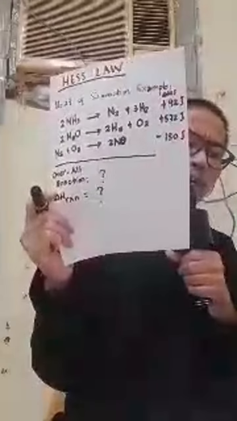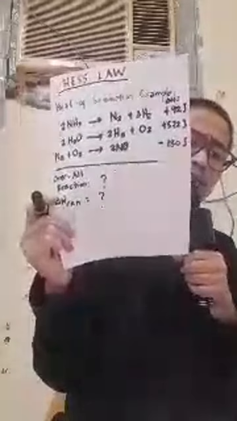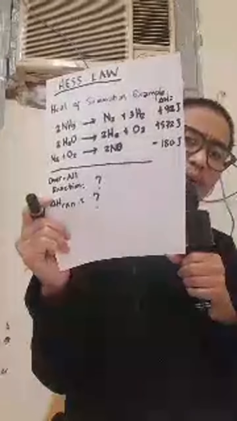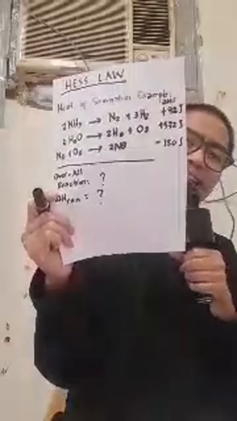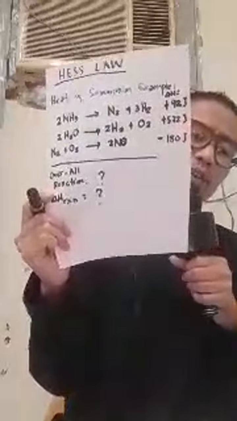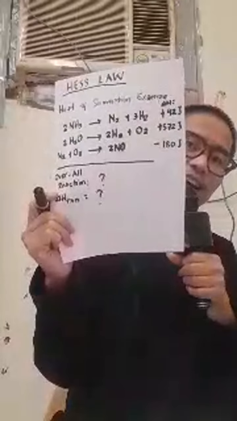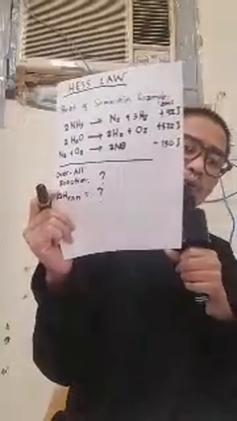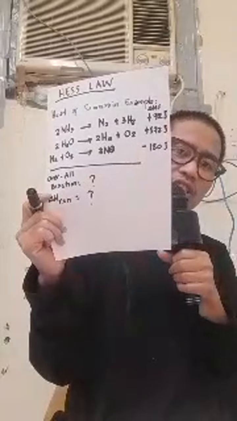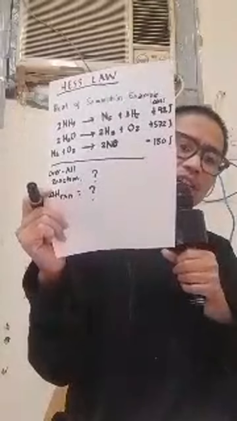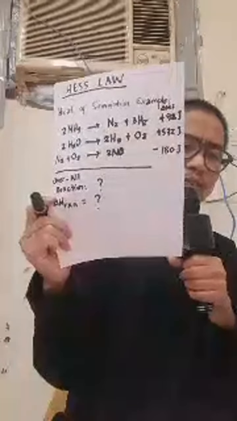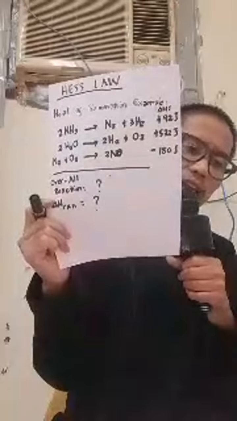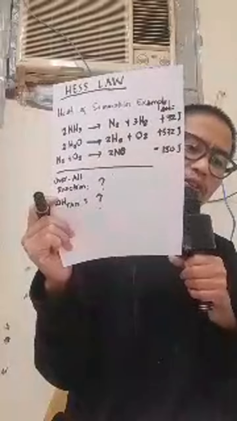Okay, the second rule. Now, you cannot cancel this because this hydrogen gas are in the products. Okay? You cannot cancel if you add this because this hydrogen gas are in the product side. All you have to do is to reverse the chemical reaction. Could either be the chemical reaction 1 or the chemical reaction 2. Something like that. Okay? You get the point?